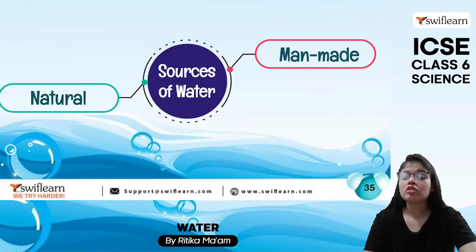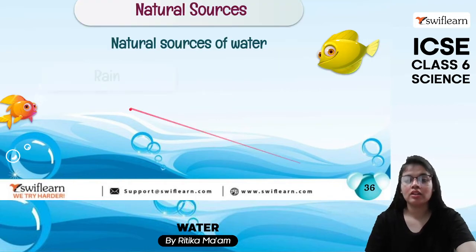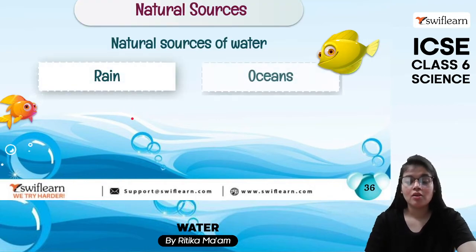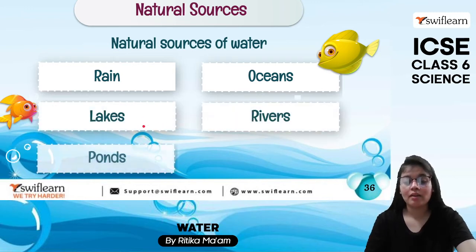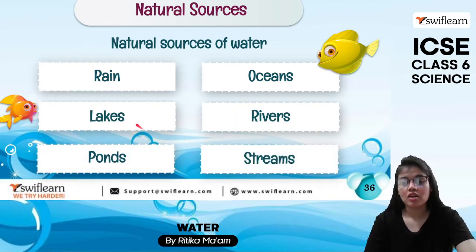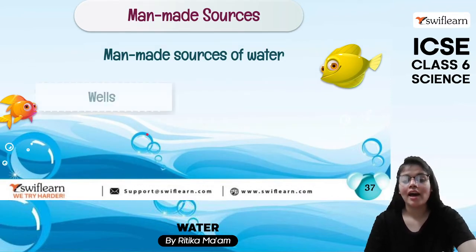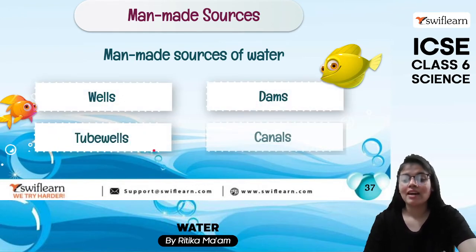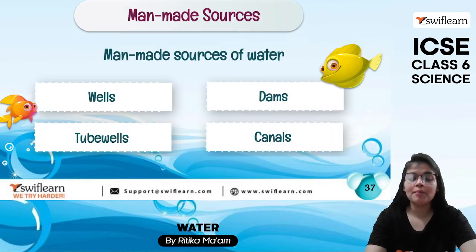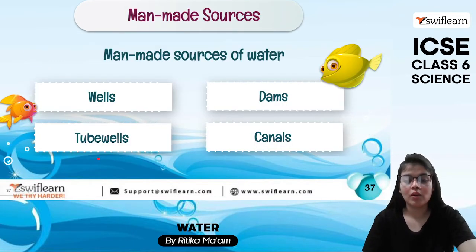Now talking about the sources of water on the earth, they are natural and man-made. In natural sources, we have rain, oceans, lakes, rivers, ponds and streams. Rain, ocean, lake, river, pond, stream are the natural sources, and man-made sources are wells, dams, tube wells and canals.